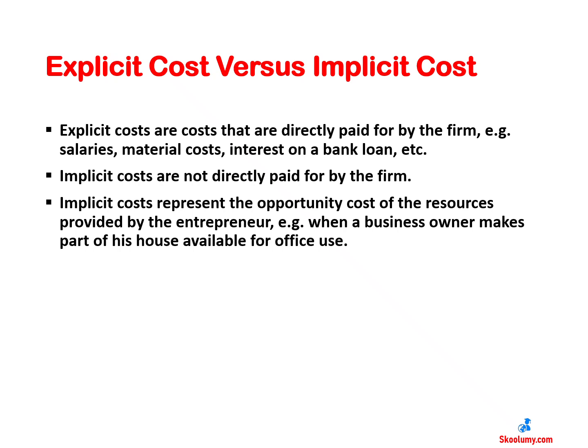Explicit cost versus implicit cost. Explicit costs are costs that are directly paid for by the firm, e.g., salaries, material costs, interest on a bank loan, etc. Implicit costs are not directly paid for by the firm. Implicit costs represent the opportunity cost of the resources provided by the entrepreneur, e.g., when a business owner makes part of his house available for office use.